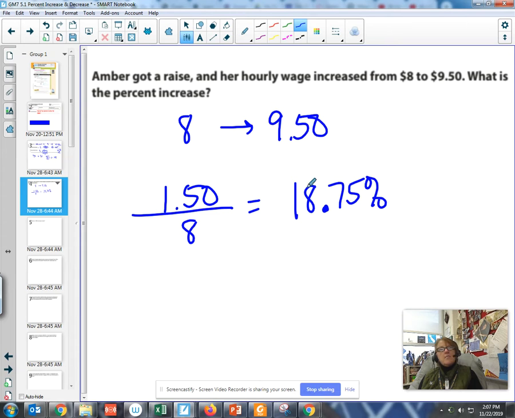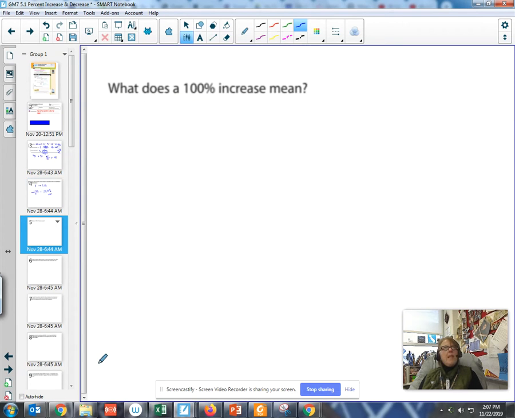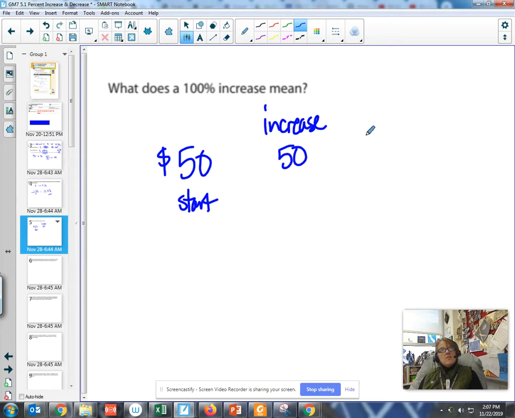Let's go. I suppose I should say increase, so I'll abbreviate. What does 100% increase mean? Let's say I'm back to my $50. Here's my start, my original. I am going to increase by 100%. What's 100% of 50? 50.